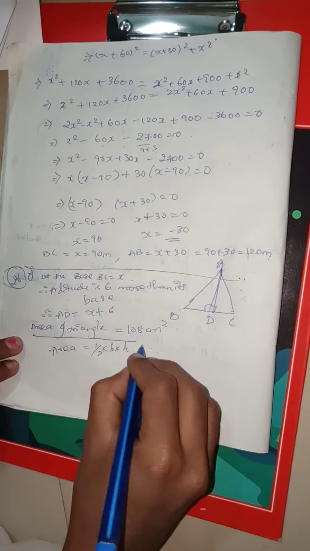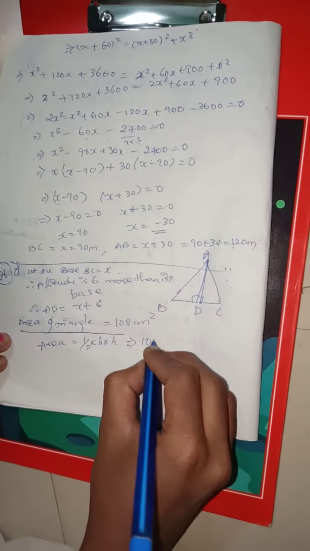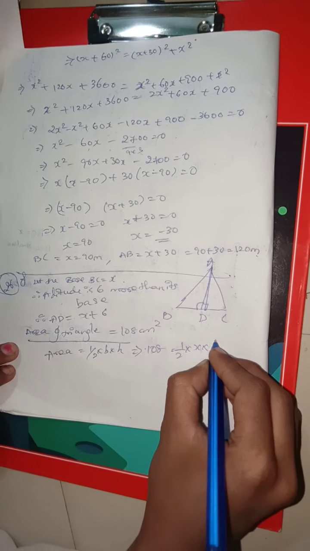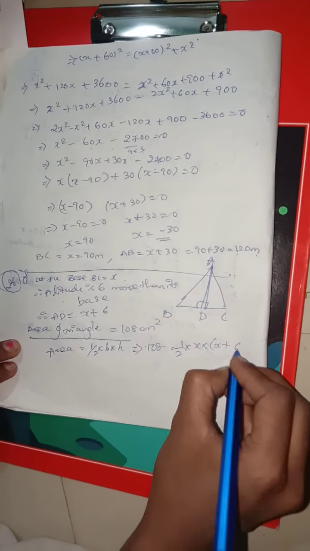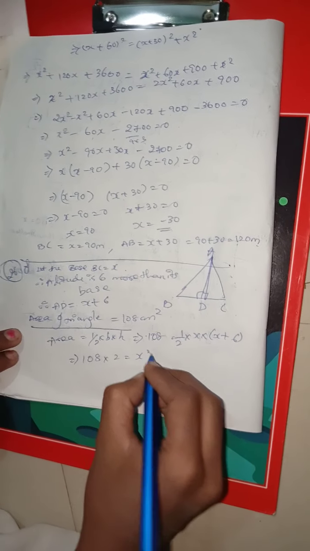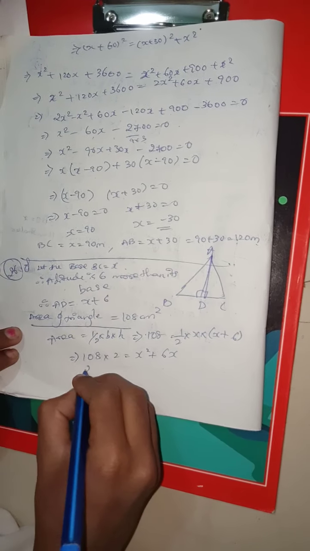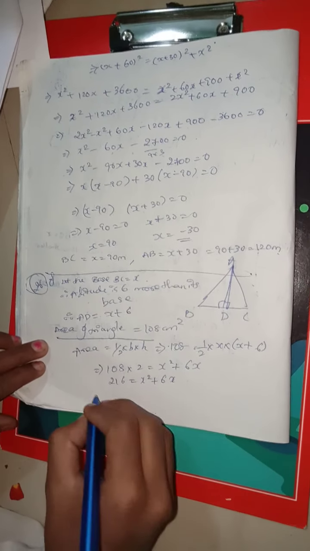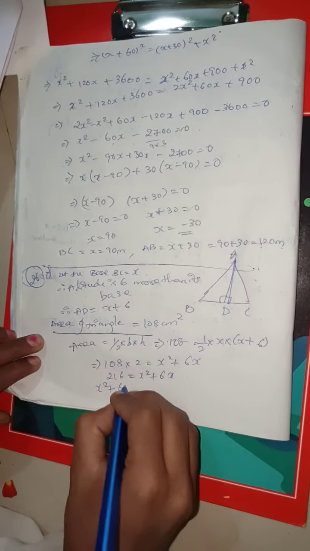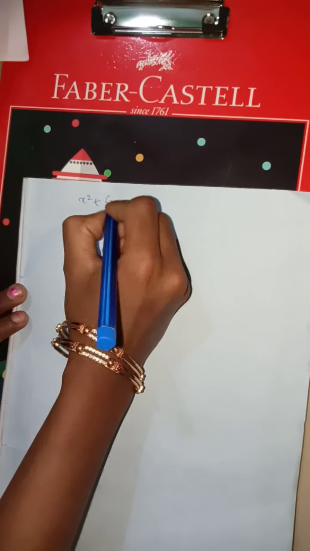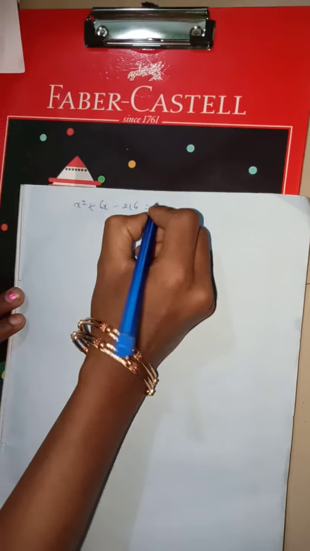We have area 108 is equal to half into base x into altitude x plus 6. Then 108 into 2 is equal to x square plus 6x. Then 216 is equal to x square plus 6x. Then x square plus 6x minus 216 is equal to 0.